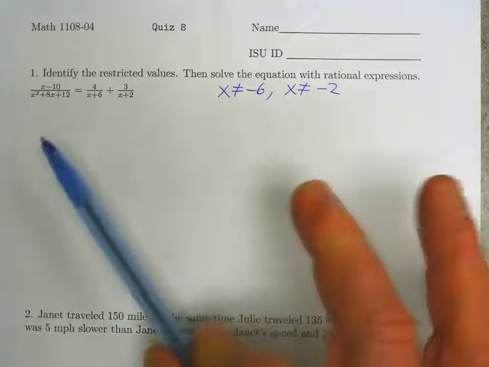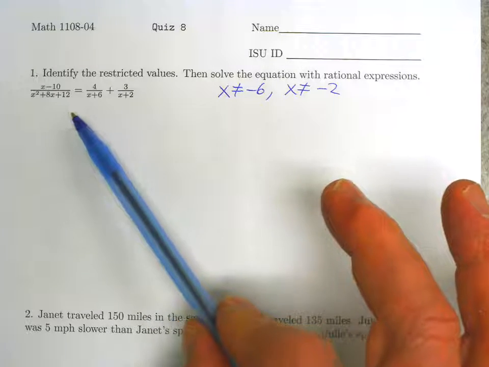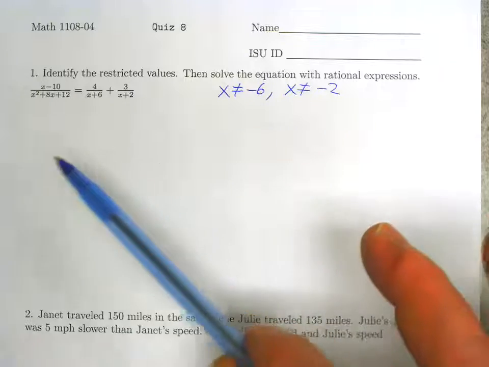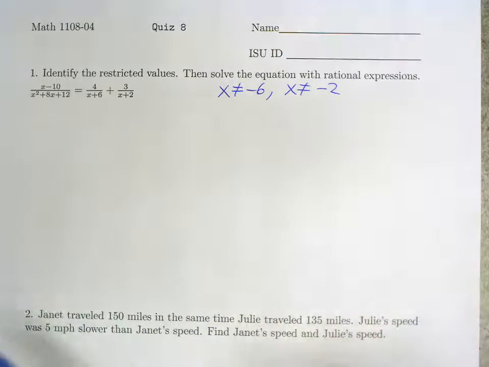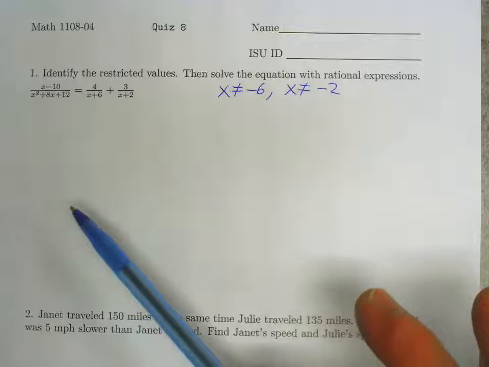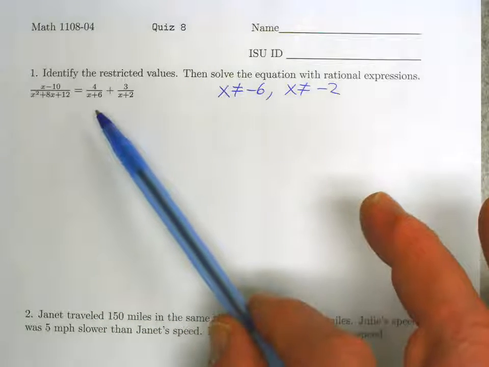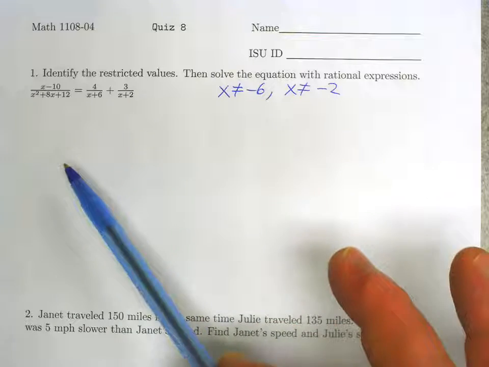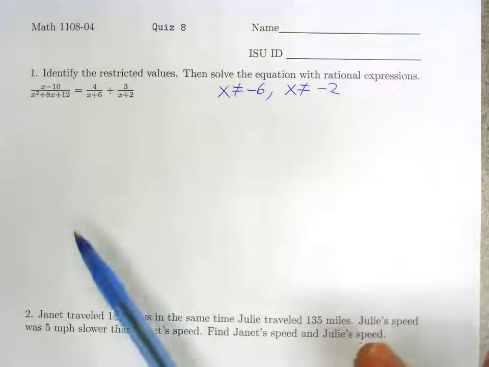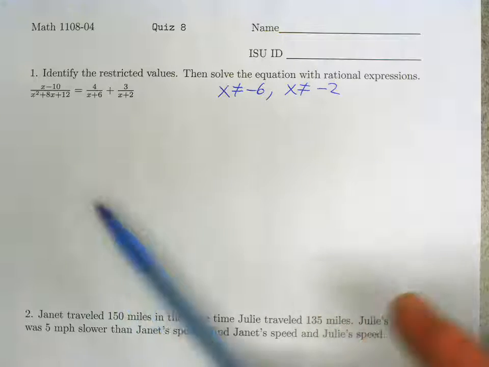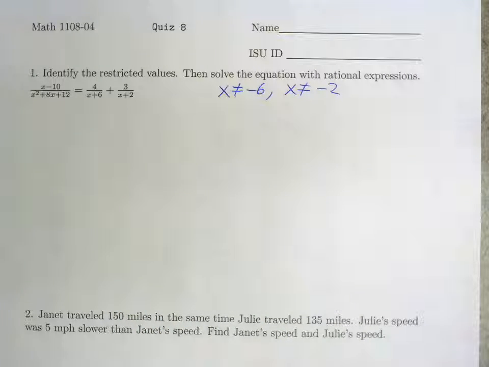In general, when solving equations with rational expressions, we want to clear the denominators. By that, it is meant that we want to reduce every denominator to a factor of 1. When the denominator is 1, you don't need to write it. So that's what is meant by clearing the denominators.